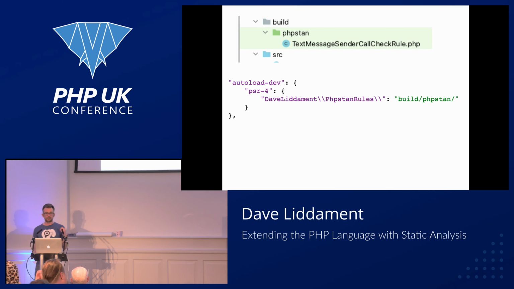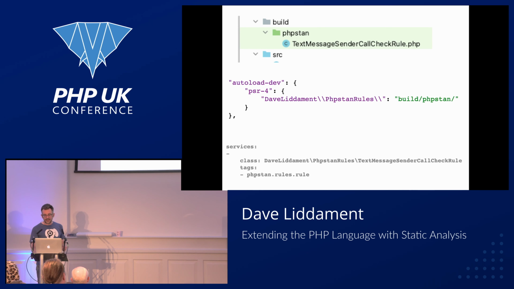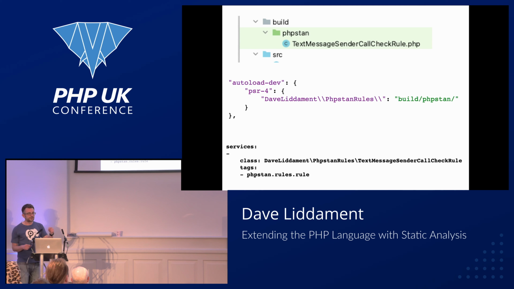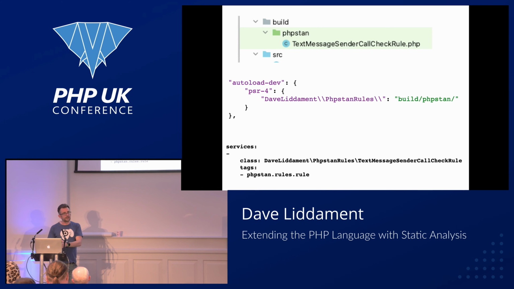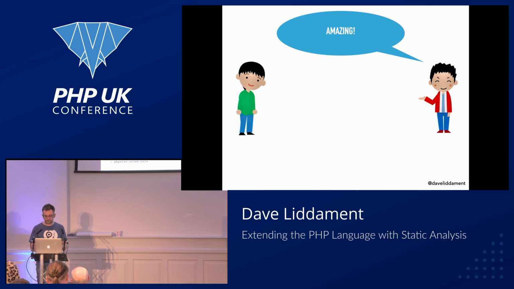We need to tell Composer about this. So this is just an autoload-dev requirement. So I tell Composer where it can find the rules. And then finally, I need to tell PHPStan where these rules are. So in the phpstan.neon file, under the services element, I say there's a class called Dave Liddament PHPStan rule text message sender rule checker, and I give it the tag phpstan.rules. So that means that when PHPStan starts, it goes and looks in its config and goes, as well as all the other rules I'm looking at, I've also got to pick up this rule as well.